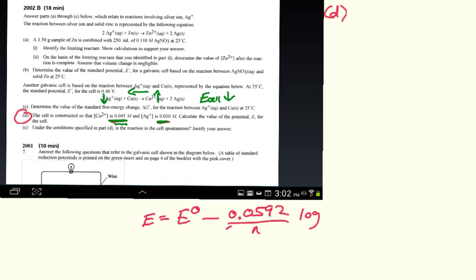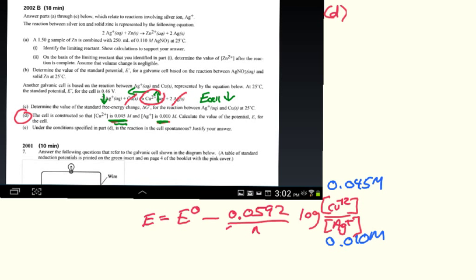Now let's go back to the Nernst equation. So we've got to decide which values go where. And remember that this is the log of Q, it's products over reactants. So the copper ion is the product, and the silver ion is the reactant. Remembering to leave out solids. No solids go into this. And so we have our concentrations. This one on top is going to be 0.045 molar, and the one on bottom is going to be 0.010 molar.